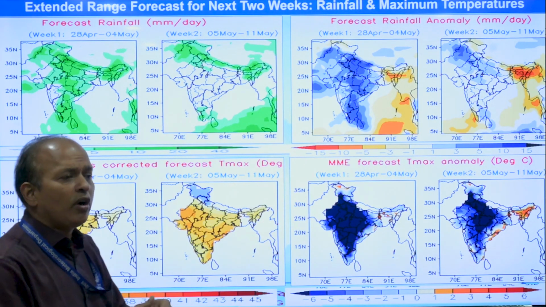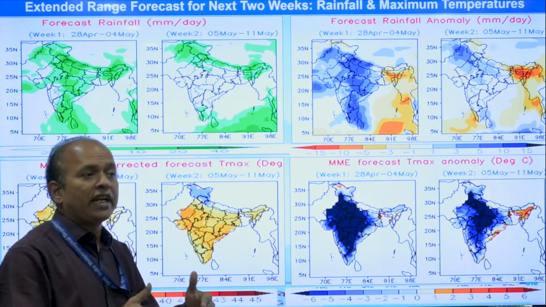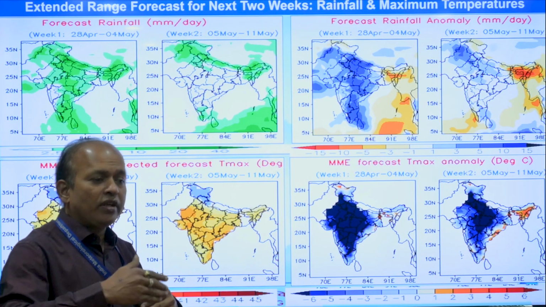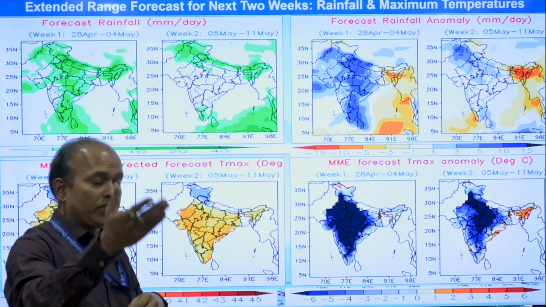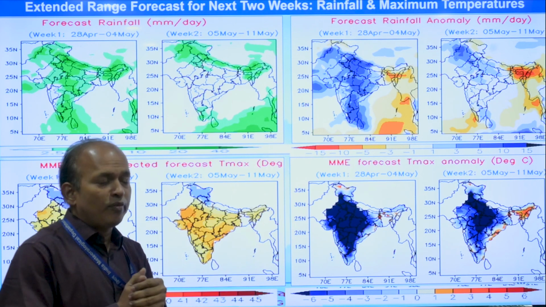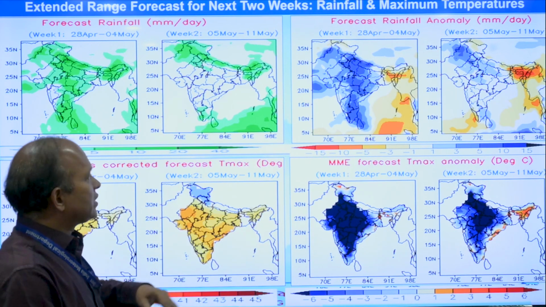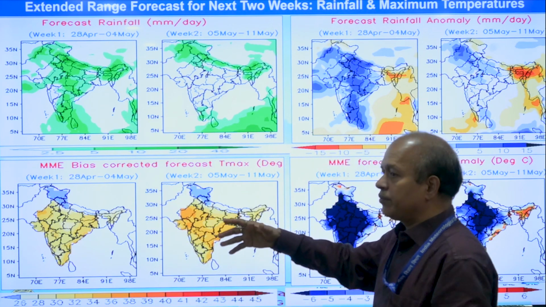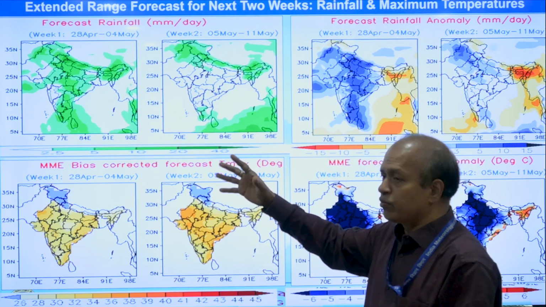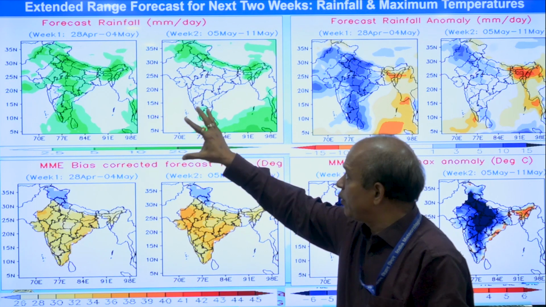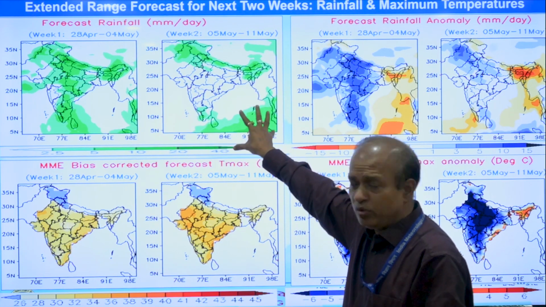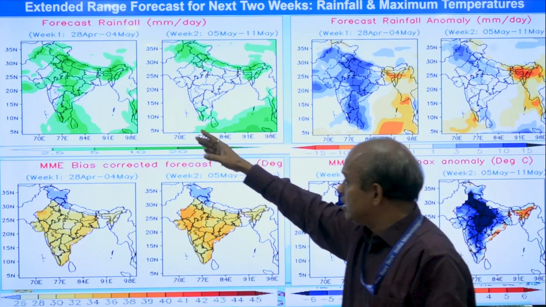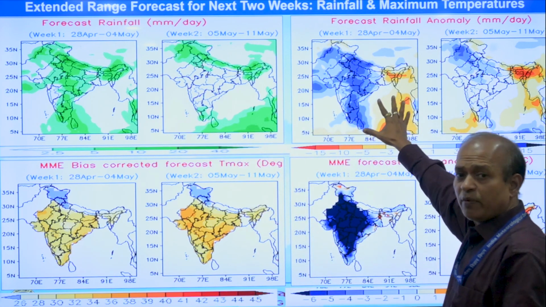As I said, we also run the coupled model, the extended forecast, to get what is expected during the next 2 weeks. If you look at the coupled model, this is the 4-week product. Generally we prepare the products, but we can use them with reliable confidence up to 2 weeks. Here is the rainfall for week 1, 28 April to 4th May, and the rainfall for week 2, 5th May to 11th May, and this is the departure rainfall.